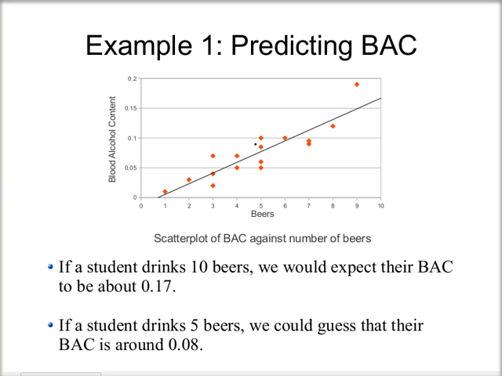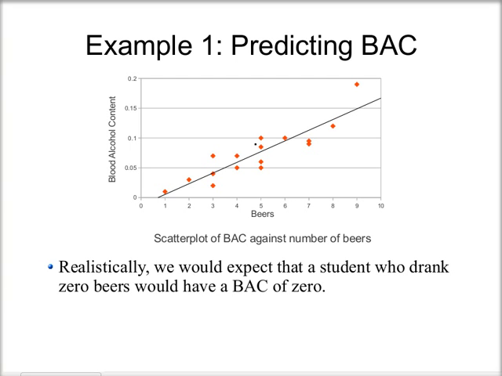What else can we see from our regression line? Well, it looks like our regression line doesn't quite go to 0 at 0 here. So we would expect that a student who drank 0 beers would have a blood alcohol content of 0. But here, if I extended my line out even further, you could see that if I just use this line, I would predict that a student who had drank 0 beers actually had a negative blood alcohol content, which isn't possible.